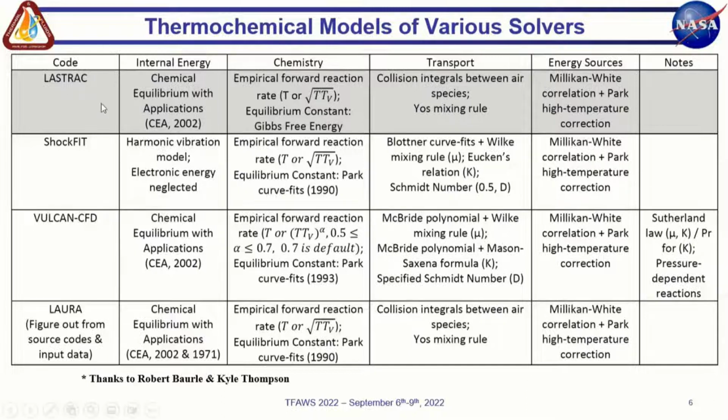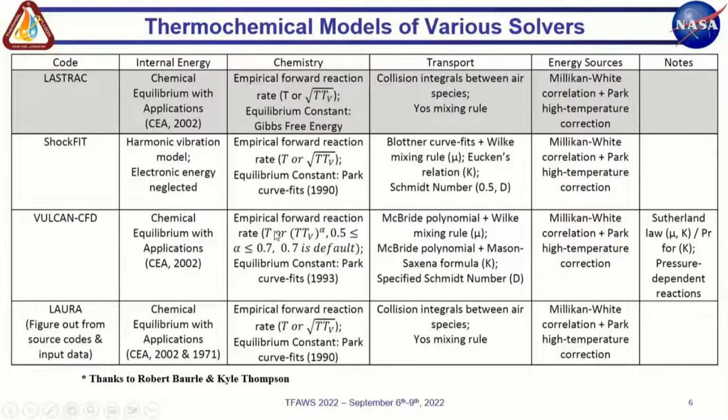So LASTRAC here is the code just for stability analysis. So essentially it's for the second step of the stability analysis. And these three codes are for the mean flow calculations. I listed a lot of models here, but these just show the default models that are used in LASTRAC. And there are some comparisons here.